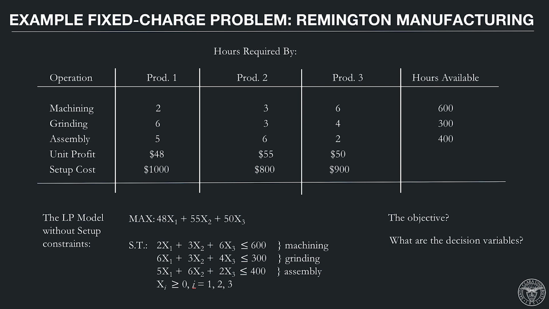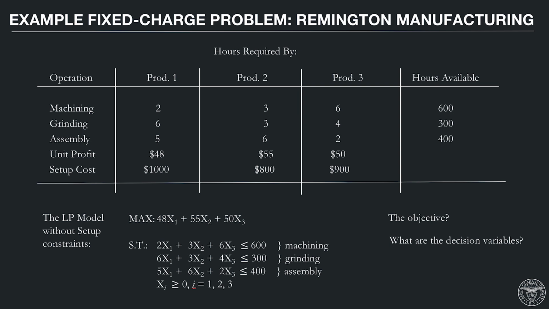Suppose we do not have to consider the setup cost. In other words, we already have the machine set up, and we can produce as much as we want for all those 3 products. In that case, we can easily set up the LP model. Suppose Xi stands for the quantity of product i. We are going to maximize the total profit equal to 48 times X1 plus 55 times X2 plus 50 times X3.